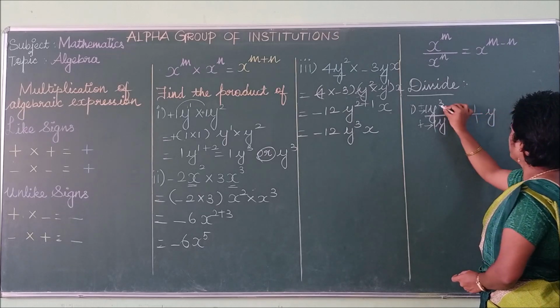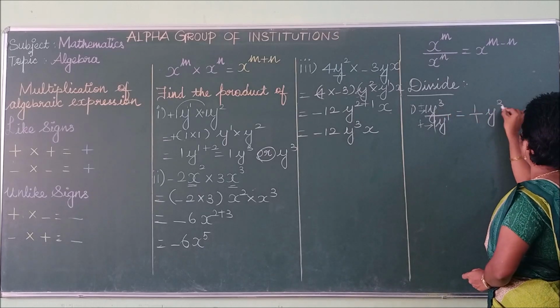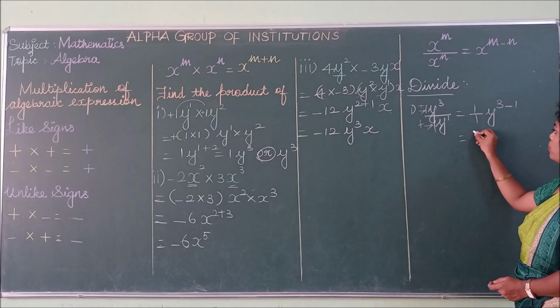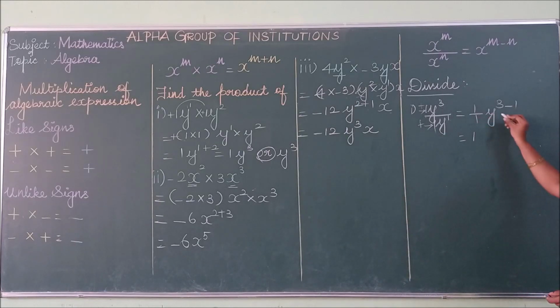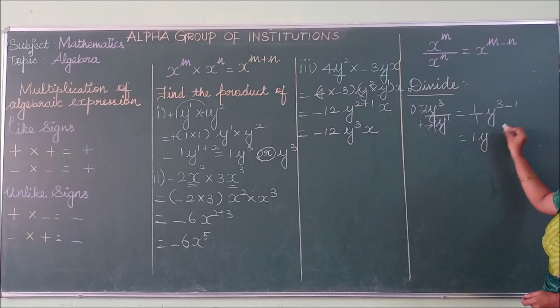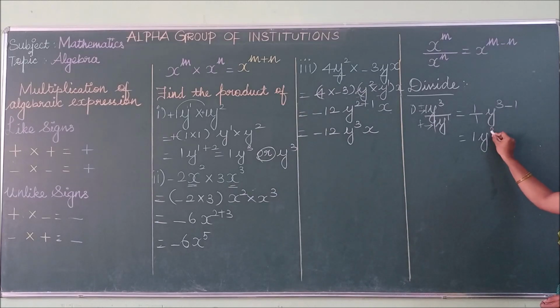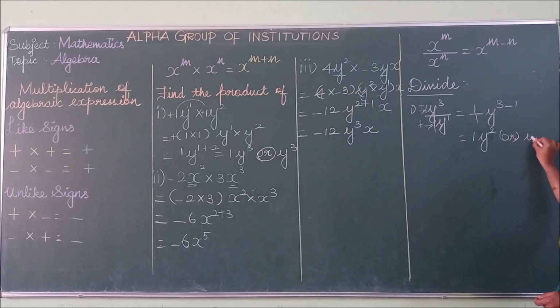For y, you can subtract the powers. Here the power is 3 and in the denominator the power is 1. So 1 divided by 1 is again 1. Then you can write these values: y^(3 minus 1), subtracting those two. 3 minus 1 is what? 2. So you can write this, or else simply write 1 into y squared, which is y squared.